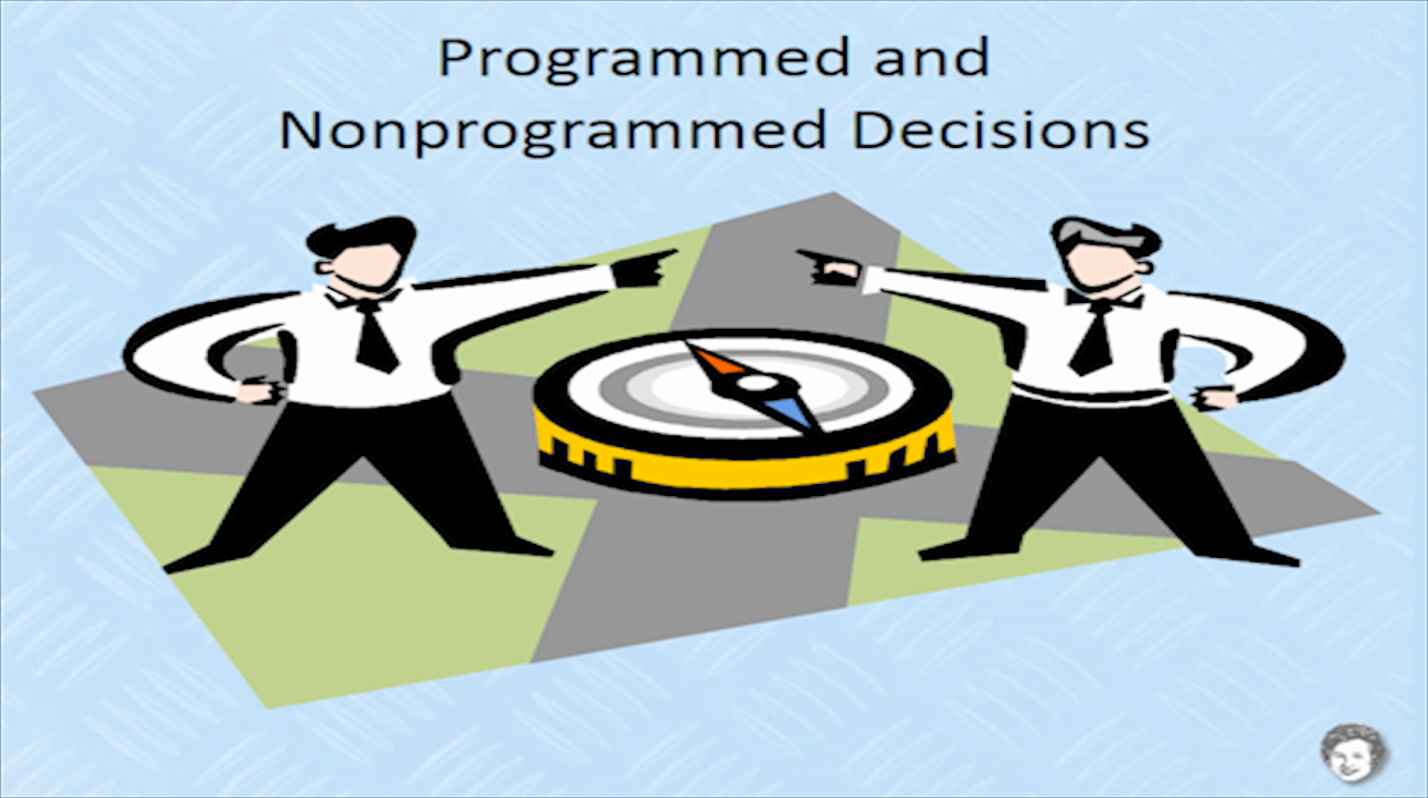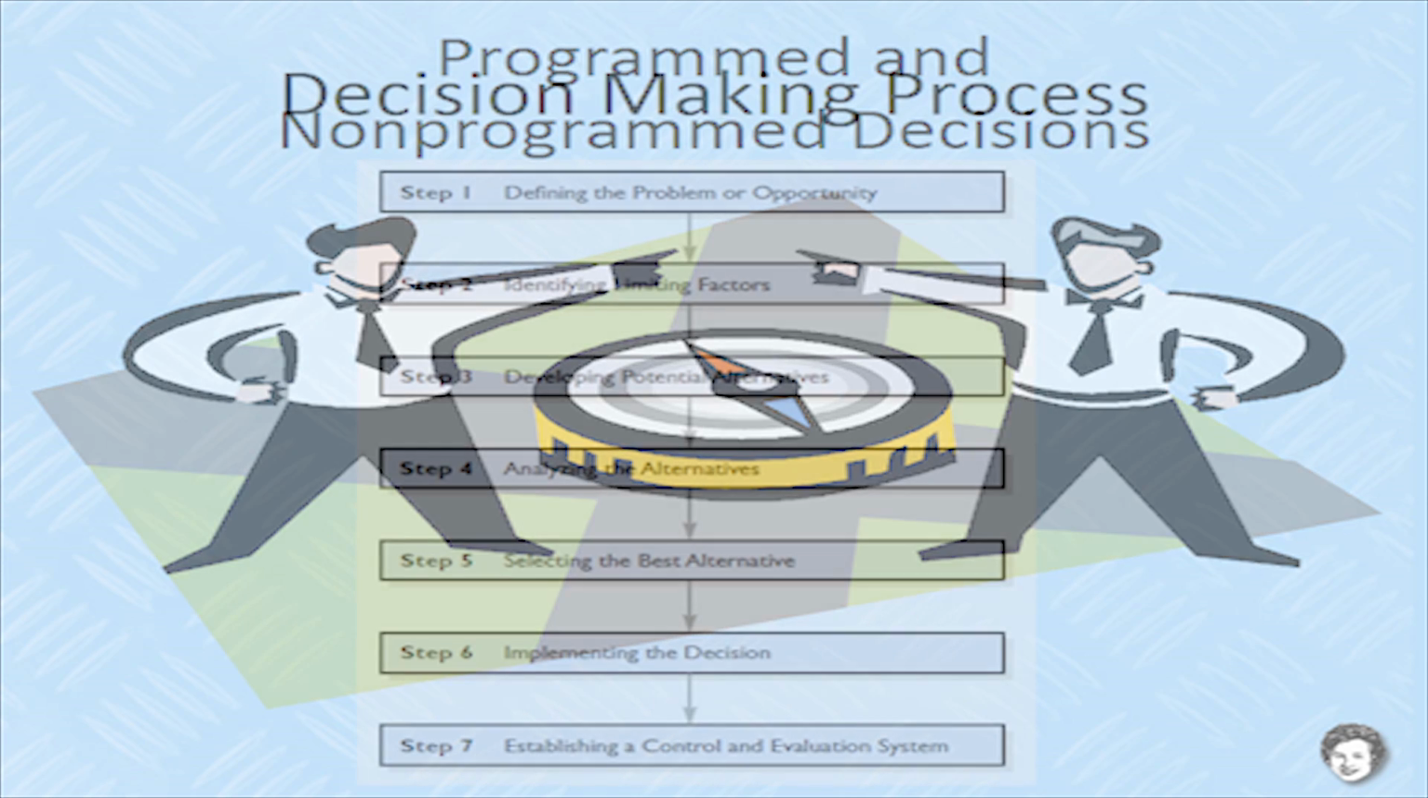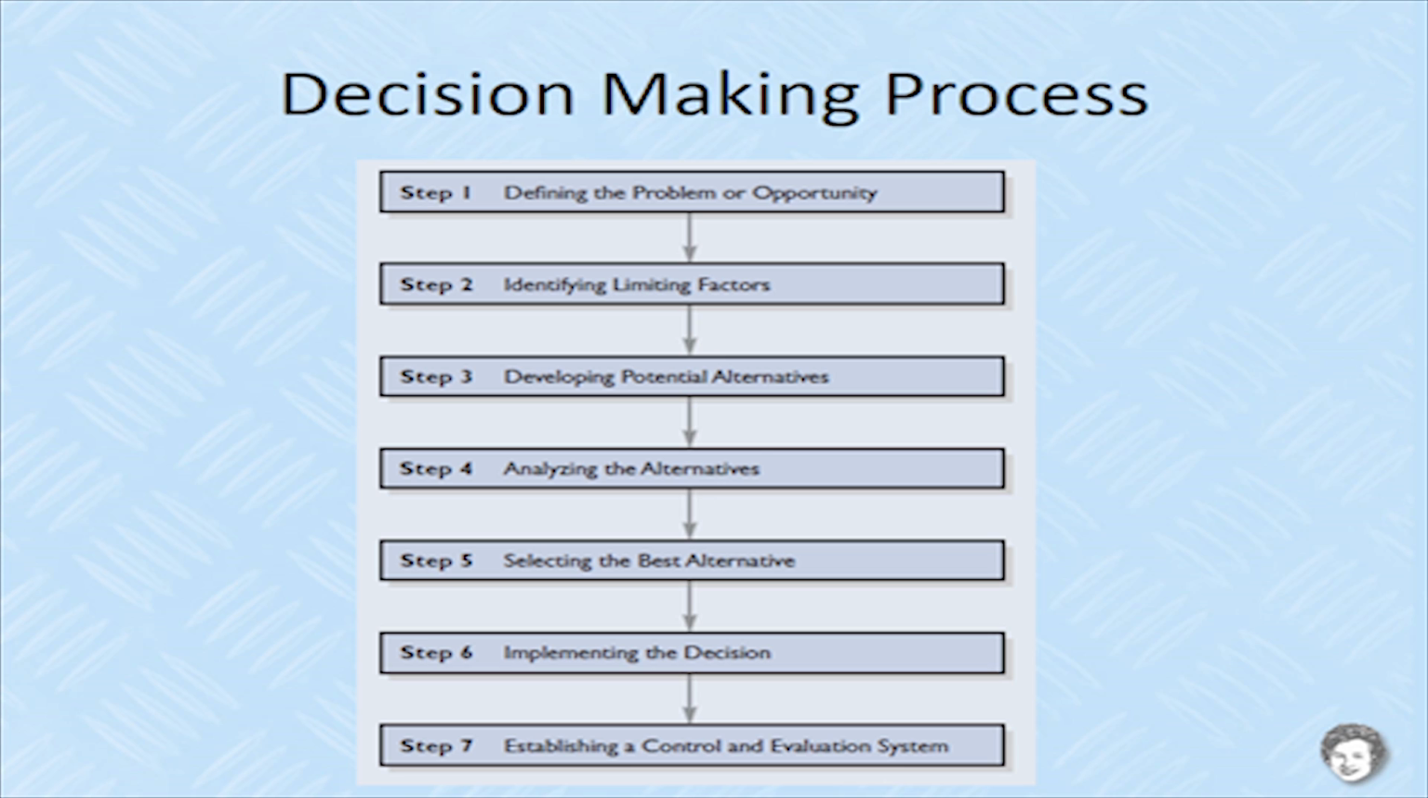If a problem has occurred before and the outcome is predictable, managers simply apply previously established procedures. That is a programmed decision. But when complex situations arise and there is no clear-cut solution, managers make non-programmed decisions using the 7-step process of decision-making. Step 1. A clear definition of the problem or opportunity facilitates analysis.